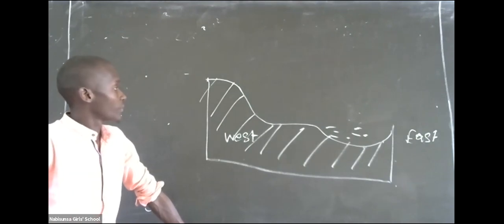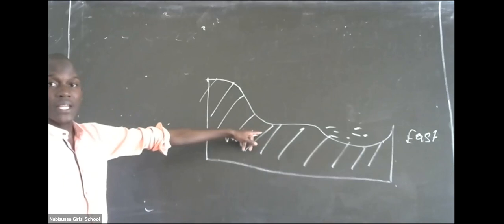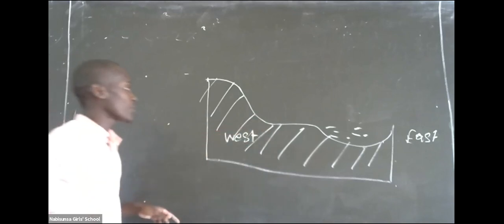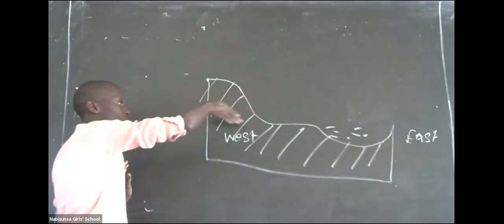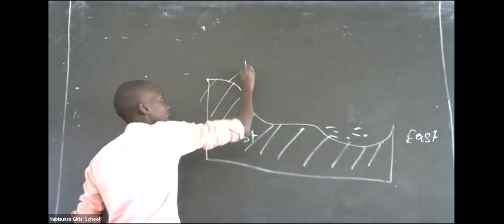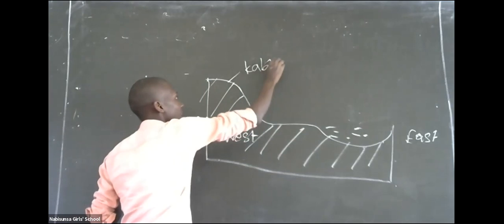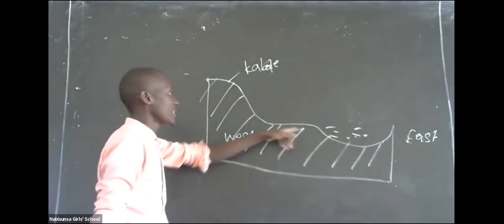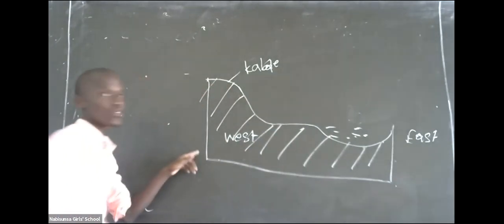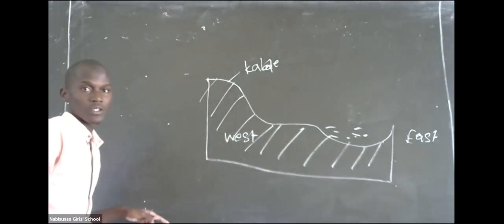Yes, teacher. That's what we mean. So when I talk about a cross section, it's as if I use a knife and cut from Lake Victoria to the side of Kabale. Kabale is a hilly area, and this is Lake Victoria, then this side before reaching Kabale. That's what we mean by cross section.